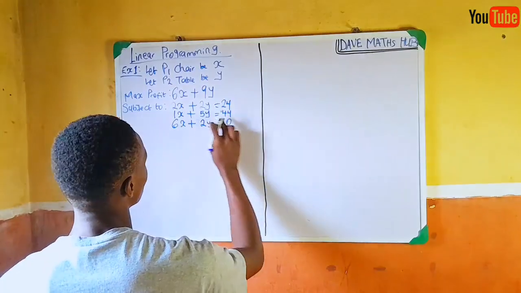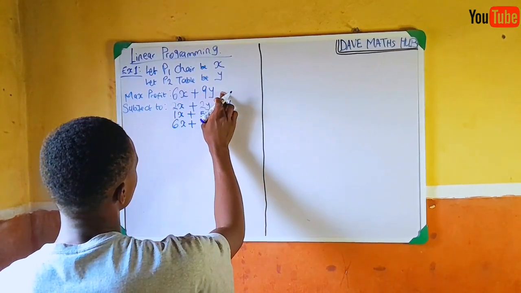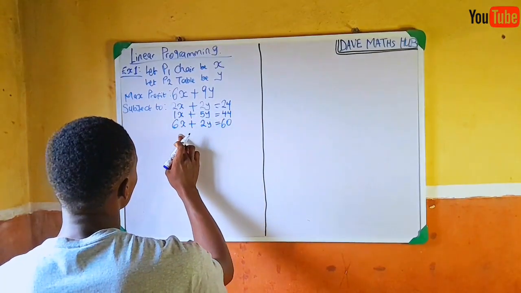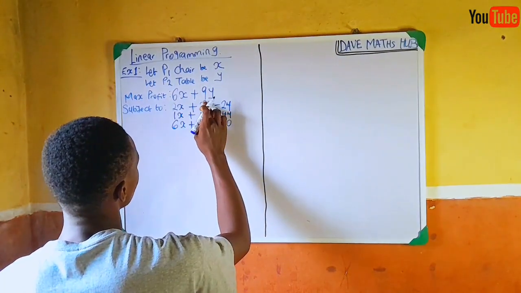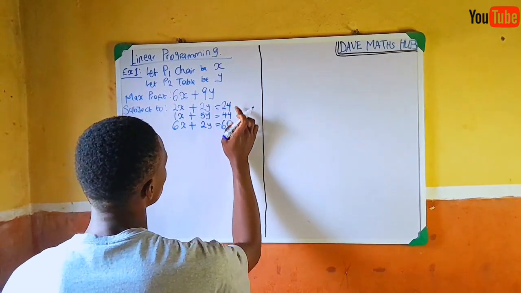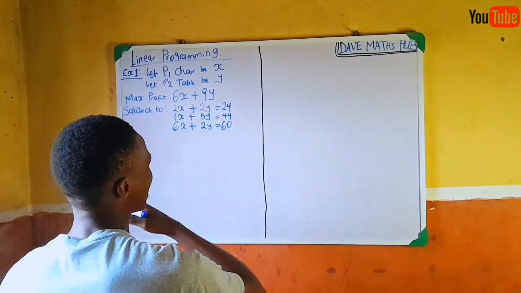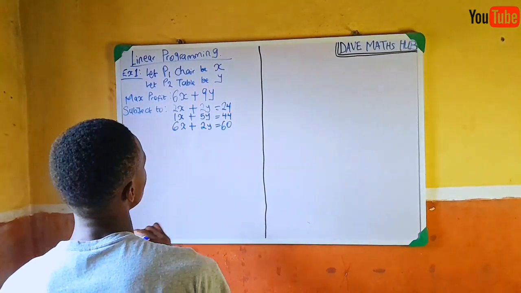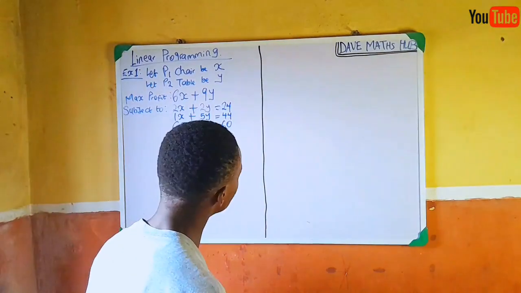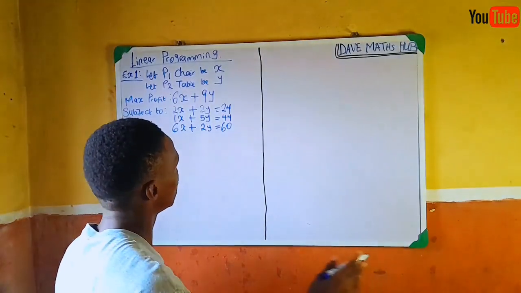So these are the constraints telling us that we are to achieve this profit. To make P1 we need this, to make P2 we need this, but we need to do all this within 24 hours, within 44 hours, within 60 hours. We should not exceed it. So this is a maximization of profit, and not exceeding a particular thing means you can use up to that thing or less than it.